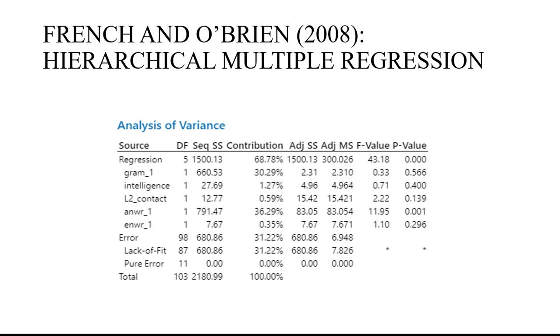Then we will also get an analysis of variance. And again, here what is important is this contribution column. This tells me how much each of the variables contributes to that final R-square that I got there. So in this case, notice the regression itself is 68.78%. This is the value for R-square. Then we have the value for grammar 1 is 30.21%, and then the value for the Arabic non-word test is 36.29%. Those are the ones that contribute the most to the equation that we have there.